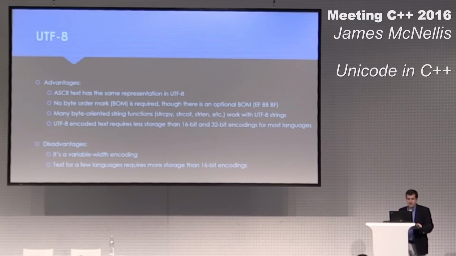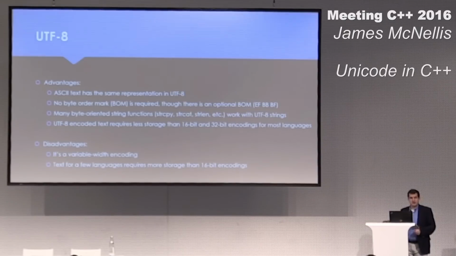Many of the byte-oriented string functions like strcpy, strcat will still work with UTF-8 strings because, again, they still have the single null terminator, and it's still a 1 byte code unit. And UTF-8 encoded text requires less storage than 16-bit and 32-bit encodings for most languages. And so this is a really advantageous thing. If we have English text, for example, it's going to be half the size than it was in UCS2.